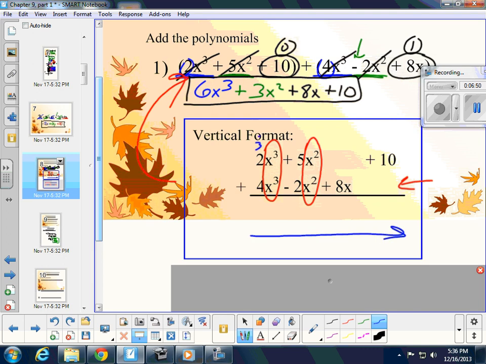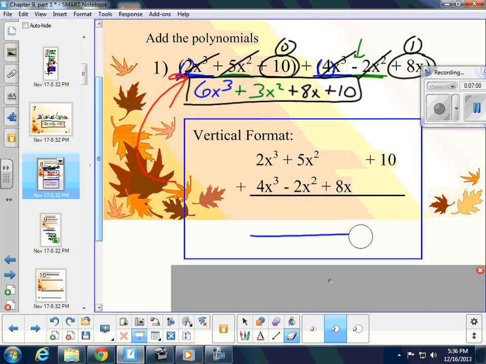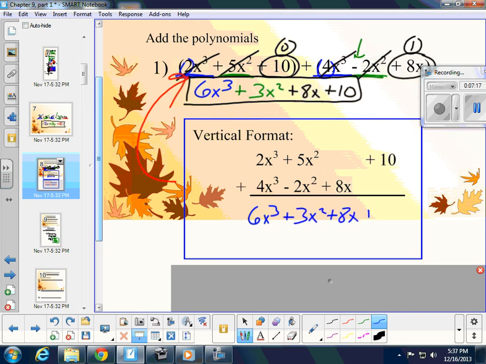These have a degree of 3, these have a degree of 2, these have a degree of 1, these have a degree of 0. So yep, I'd line them up like that. And then now I'm just going to add them vertically, as it says. So if I add 2 plus 4, I get 6x to the third. 5x squared plus negative 2x squared would give me 3x squared. Again, there's nothing to combine with that 8x, so that's just plus 8x.